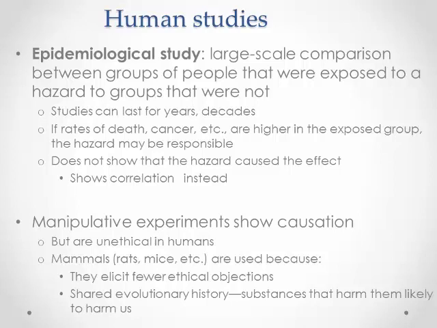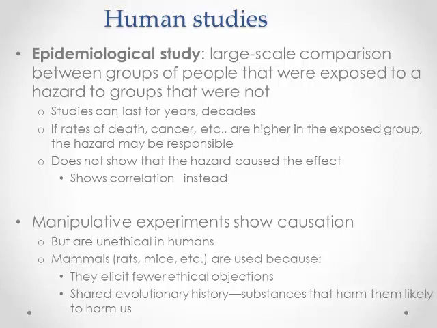To study human health, scientists use epidemiological studies. To do these studies, epidemiologists compare groups of people that were exposed to a hazard to groups that were not exposed, and do so on a large scale, i.e. beyond just a few individuals. Epidemiological studies can last for years or decades. If rates of death, cancer, etc., are higher in the exposed group, the hazard may be responsible.